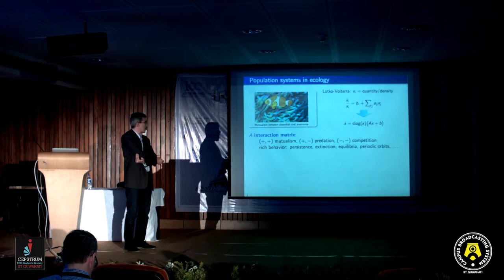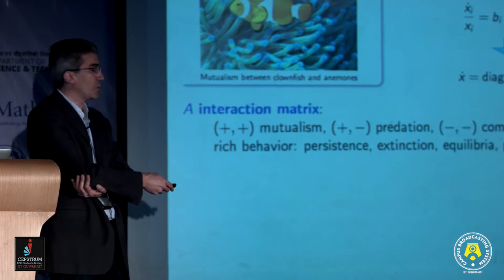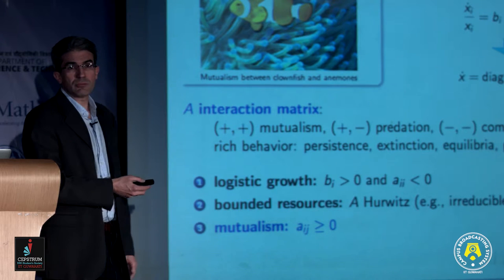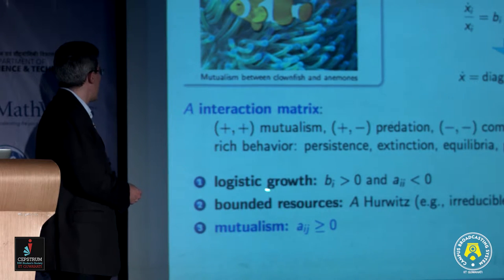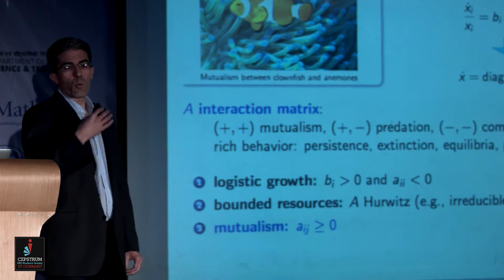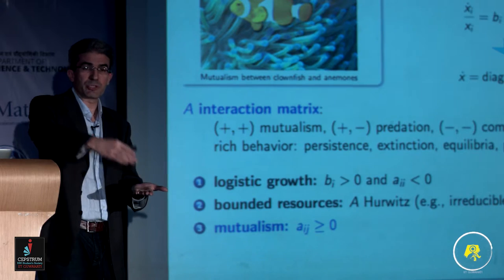Now, as I said, there are rich behaviors that occur in here. In the example that you may be familiar with, there's a periodic behavior. Here, let me talk about the case in which there is mutualism. Now here, you have logistic growth if the coefficient bi is positive, so when the species starts at zero, when there's very limited amounts of species, the species tend to grow.